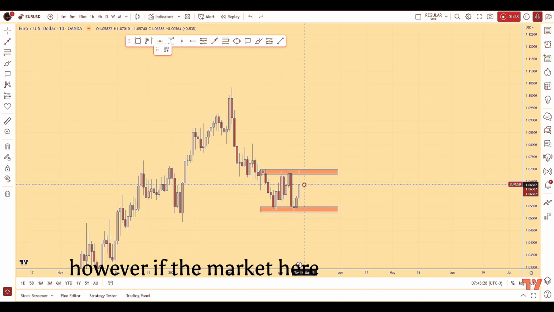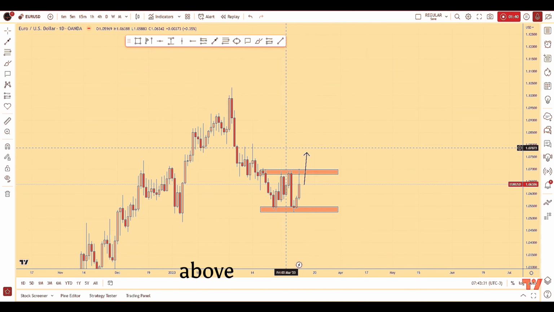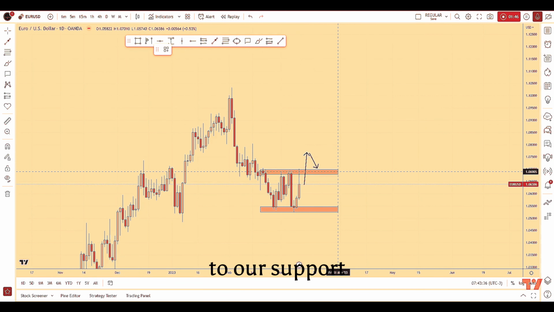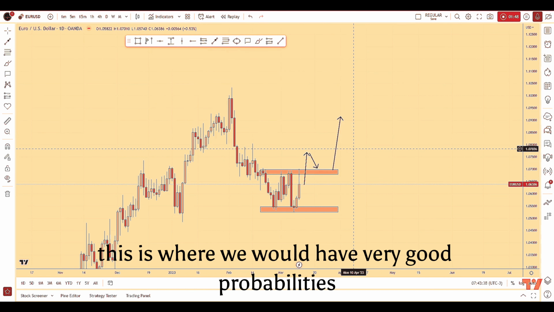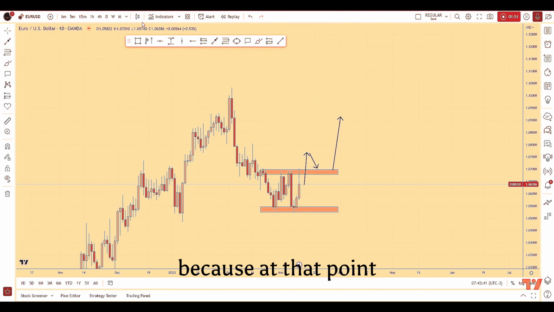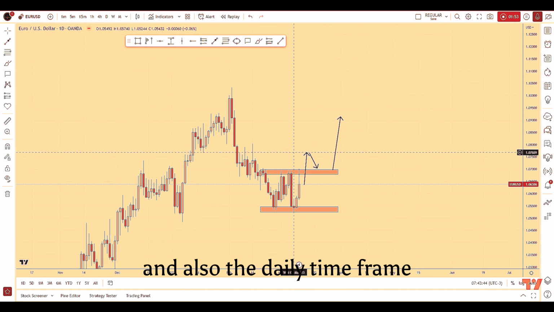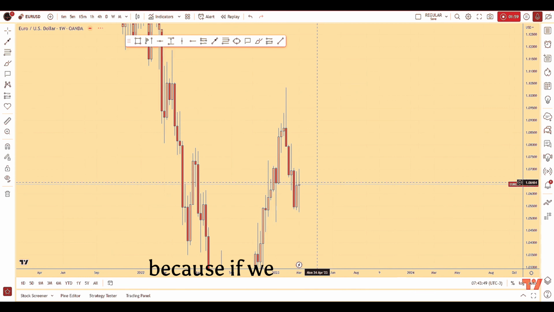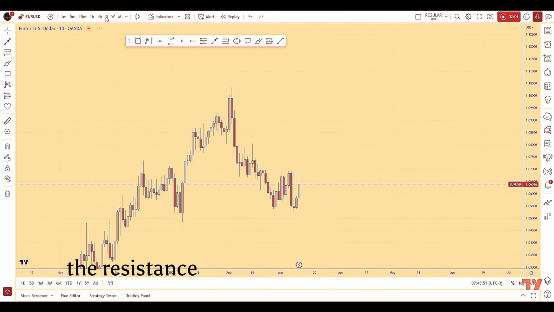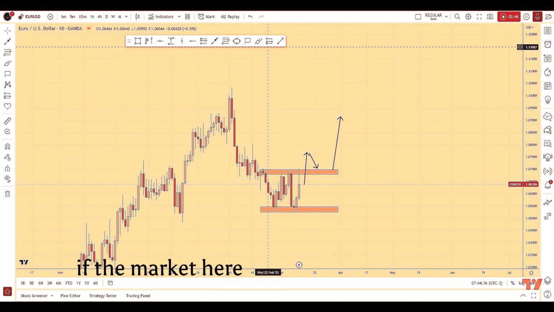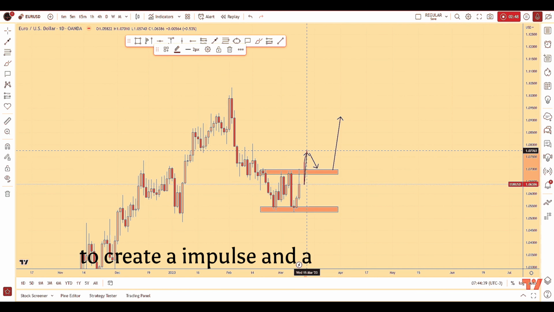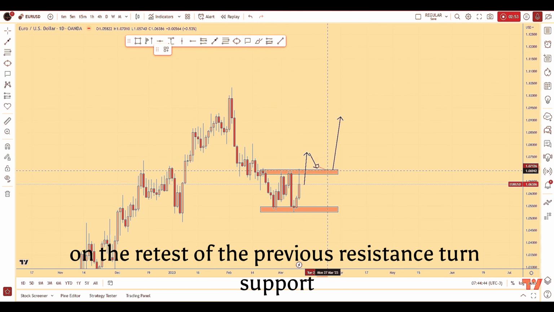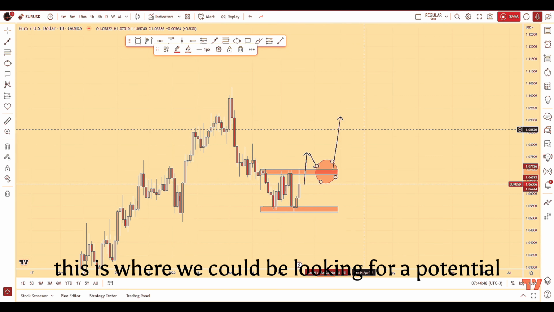However, if the market here actually manages to create a break above this resistance after the break on the retest of this previous resistance turn support, this is where we would have very good probabilities for a potential rejection to the upside, because at that point, monthly, weekly, and also the daily time frame would all be looking like having bullish structure, because if we get this break also here in the weekly, the resistance would be broken to the upside. So if the market here would successfully manage to create an impulse and a break above this resistance after the break on the retest of the previous resistance turn support, this is where we could be looking for a potential rejection to the upside.